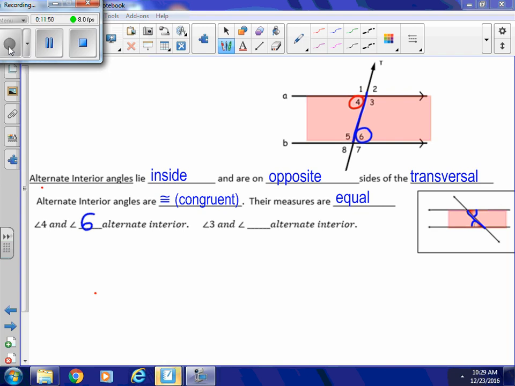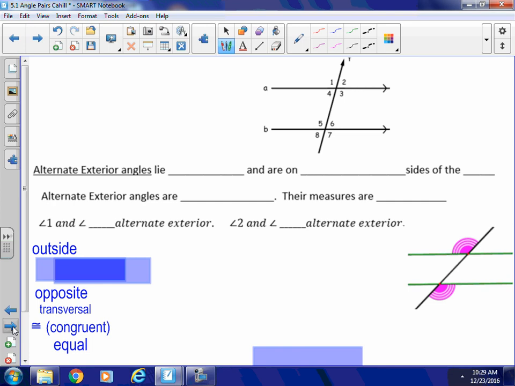Now, let's find out who's alternate interior to angle 3. So here's angle 3, and I want the guy that's on the opposite side of the transversal, but still interior, and that would be angle 5. And remember, they're congruent to each other.